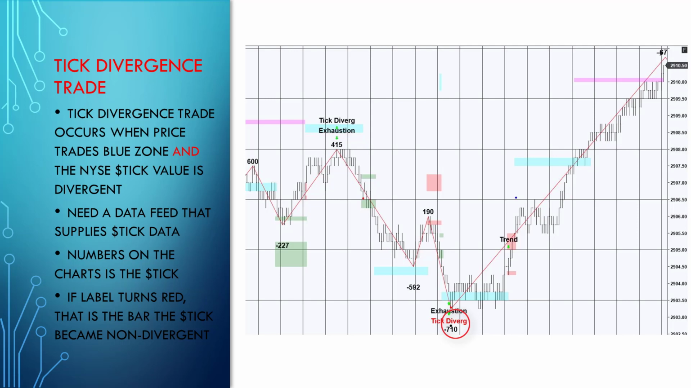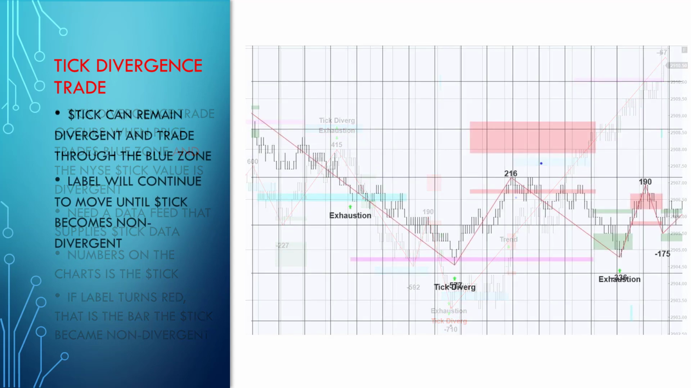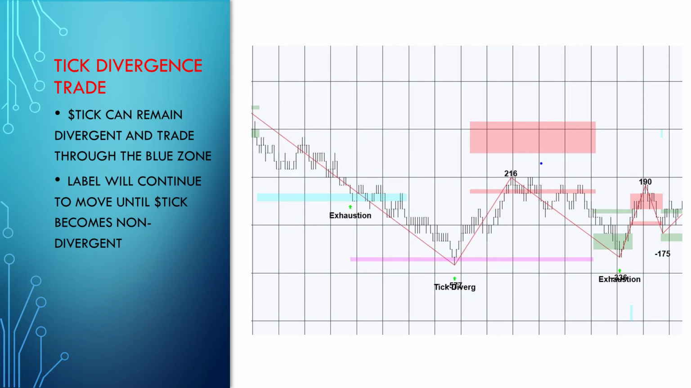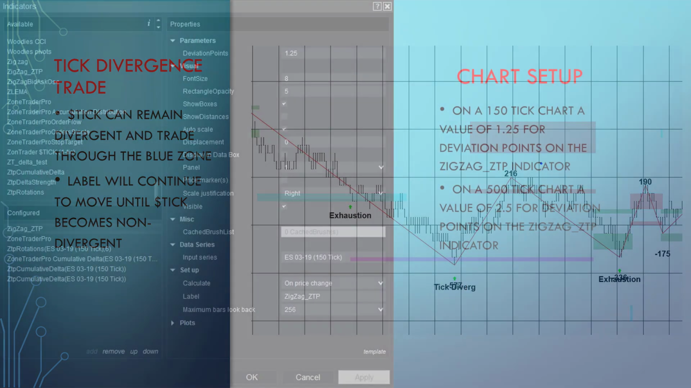ZoneTraderPro leaves that on the chart so that you understand that nothing disappears from a chart if something goes against you. What we also need to be aware of is that the $TICK can remain divergent and trade through a blue zone and continue to trade either higher or lower. The label will continue to move until the $TICK becomes either non-divergent or we have a valid zigzag.